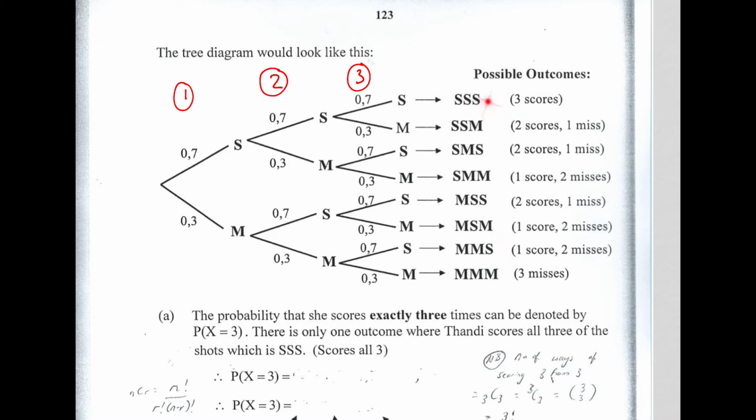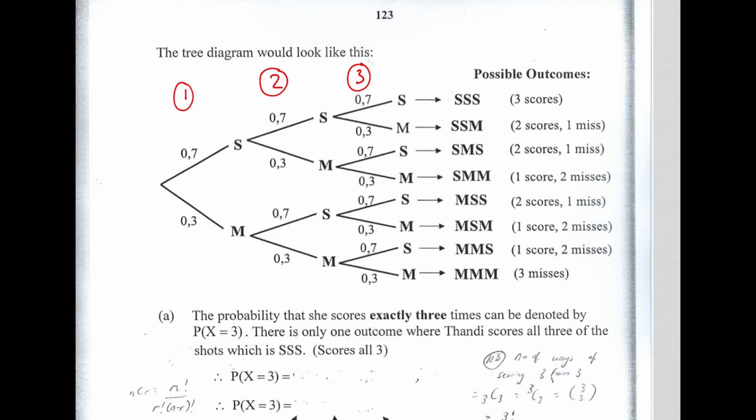The first possible outcome is she scores all 3 times. That's going along the tree diagram on those 3 branches. The second one is if she scores twice, the first 2 times, and then misses. So that's score, score, miss. And then score, miss, score; score, miss, miss; miss, score, score; miss, score, miss; miss, miss, score; and miss, miss, miss. Those are the 8 different possibilities of her 3 trials.